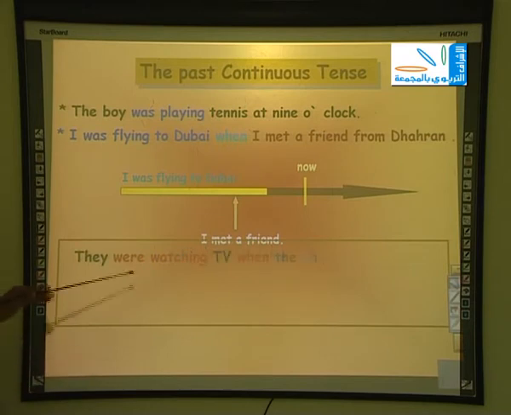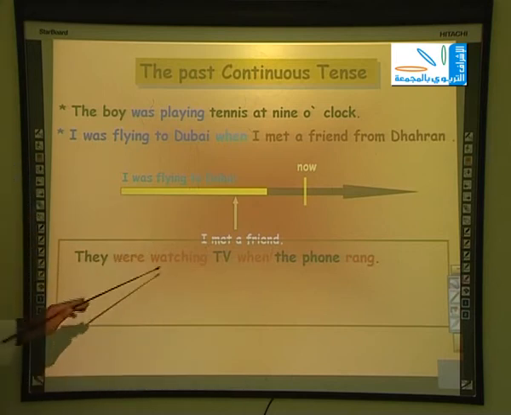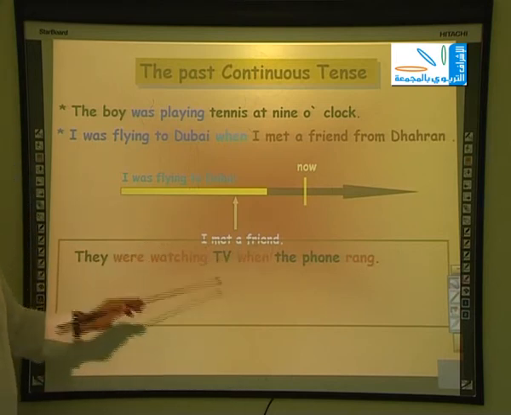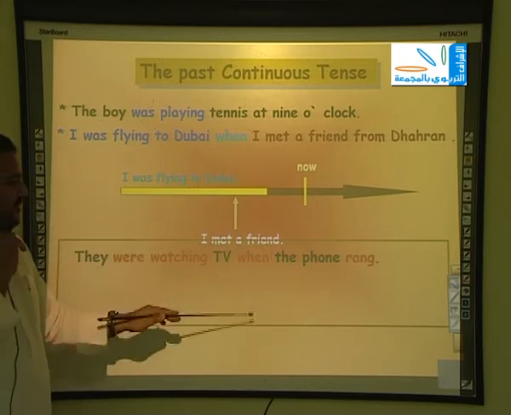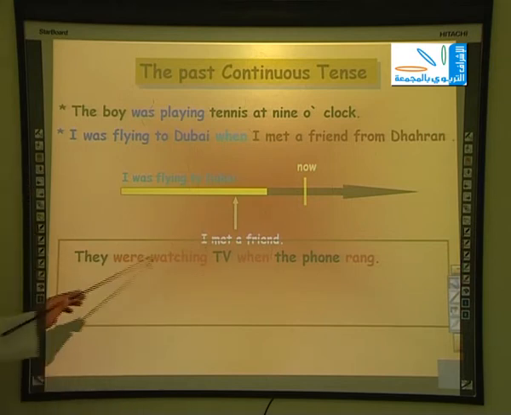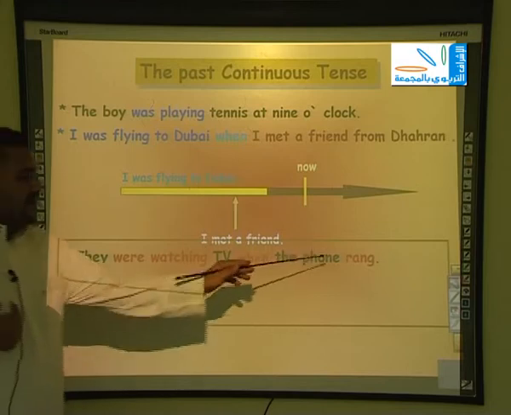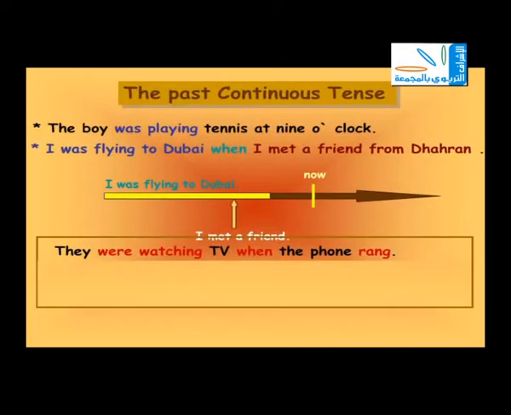We can make a sentence like this. They were watching TV when the phone rang. This is another sentence like this. We started with the past continuous tense and joined it with when and the past simple tense. Were watching is in the past continuous. Rang is the past of the verb ring.